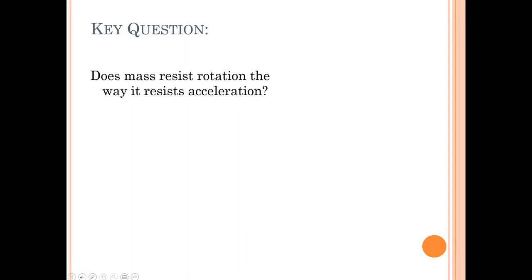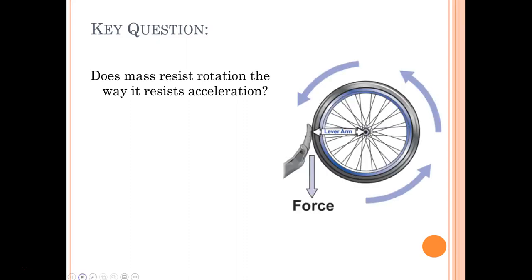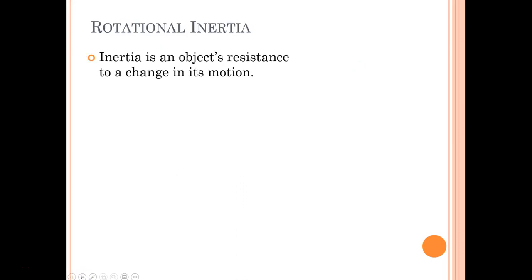The key question to all of this is: does mass resist rotation the way it resists acceleration? So, like mass doesn't want to accelerate, it doesn't want to move. That's why we have to apply a force. Is rotation the same way? Do things not want to rotate if they don't have to? And the answer to this is actually yes. And it all has to do with rotational inertia.